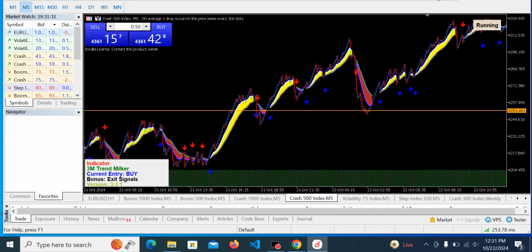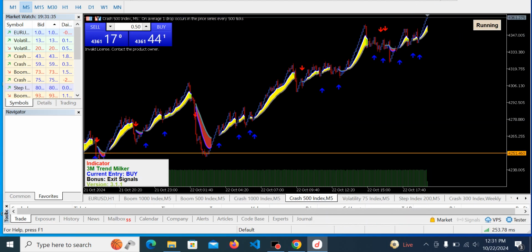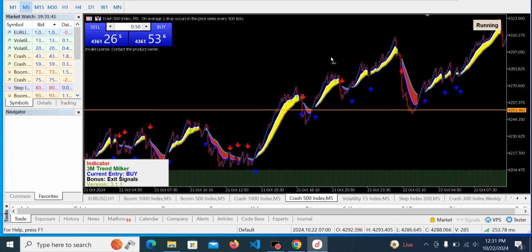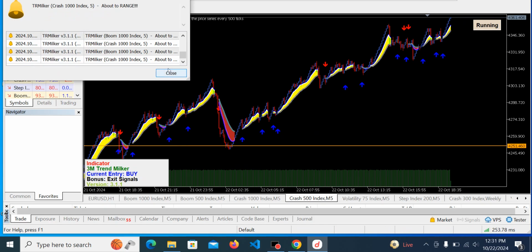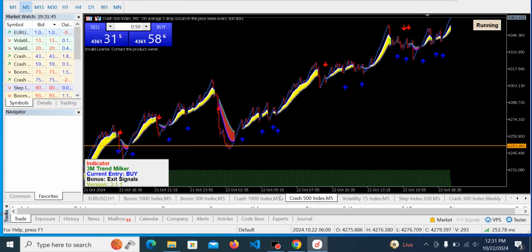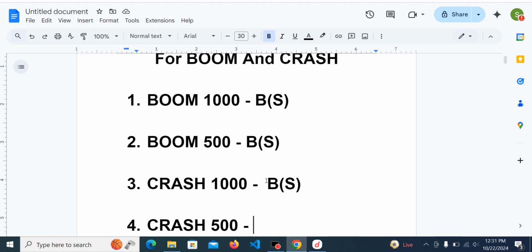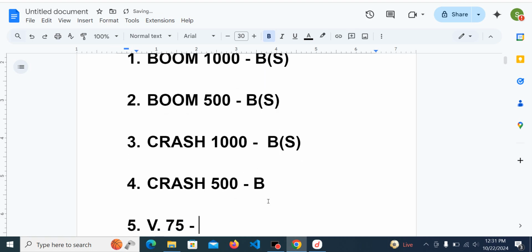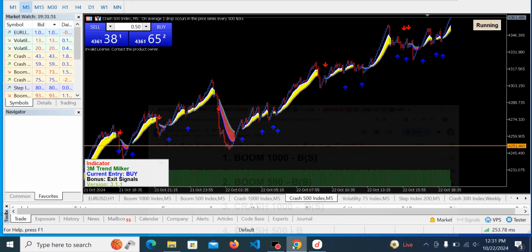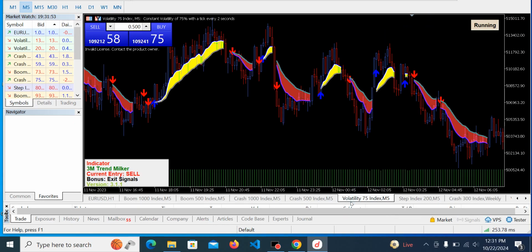Okay, next asset is going to be Crash 500. Crash 500 had been more of a buying opportunity than a selling opportunity, and it was a very strong one. And it is still buying at the moment, so this is still more of a buying opportunity than a selling opportunity. Okay, next asset, which is going to be the last one, is going to be V75. Okay, let's check it out together.